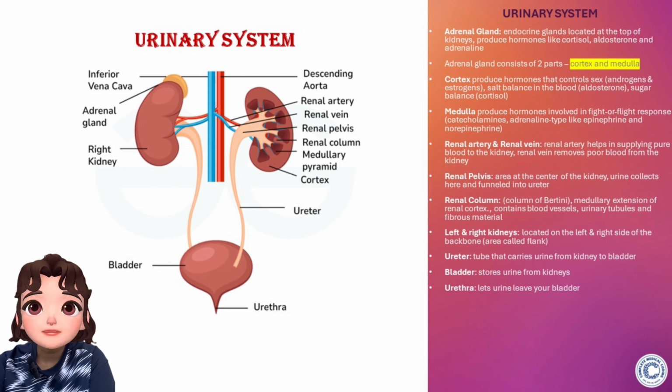Then comes the medulla. Another part of the adrenal gland is the medulla. The medulla produces hormones involved in the fight or flight response. Which are the hormones that the medulla produces?